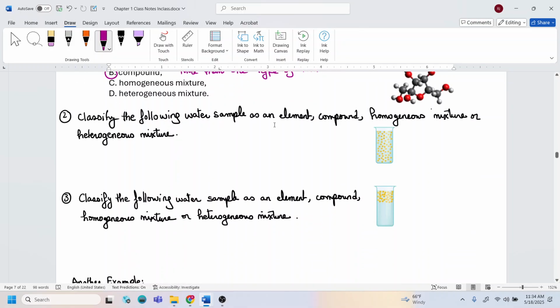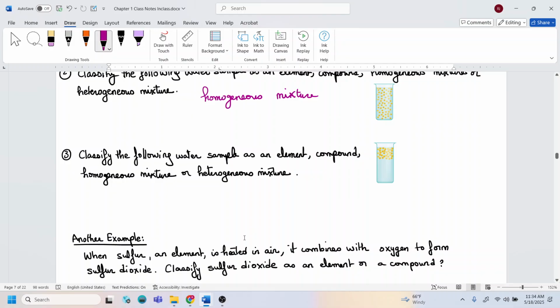Classify the following water sample as an element, compound, homogeneous mixture, or heterogeneous mixture. You can see here the yellow spheres. The yellow spheres are uniformly distributed in the solution, right? So that is going to be considered a homogeneous mixture. It's like a soda solution in there. Soda solution does have components that are dissolved in the water. So that is considered to be a homogeneous mixture.